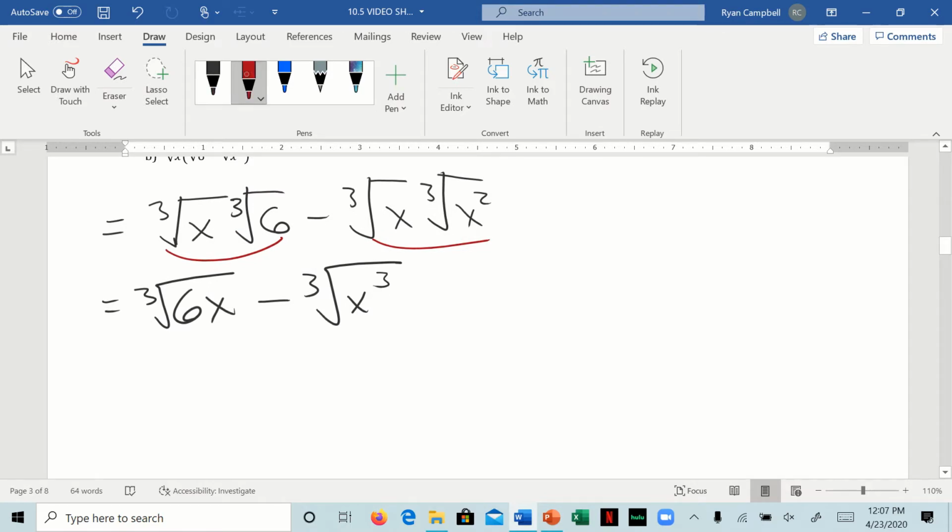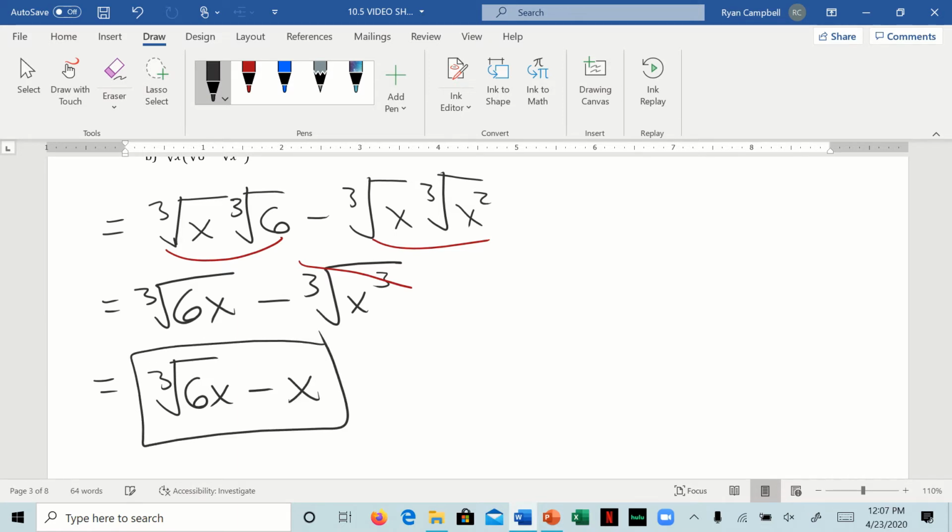And now we have a cube and a cube root, so those two just cancel. So we end up with the cube root of 6x minus x. That's our final answer.